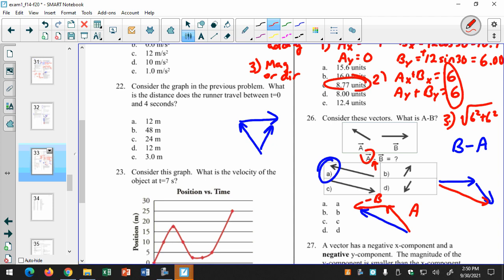Now be ready to do that. It could be a difference. It could be a sum. Sometimes I double one of the vectors. I didn't do that for y'all, but you should know how to do that anyway. Like if I had 2A minus B or something, where you just make A twice as big. But I didn't do that on this exam.